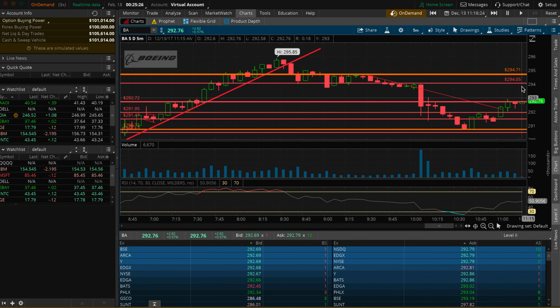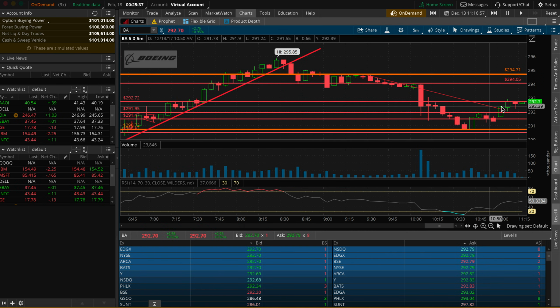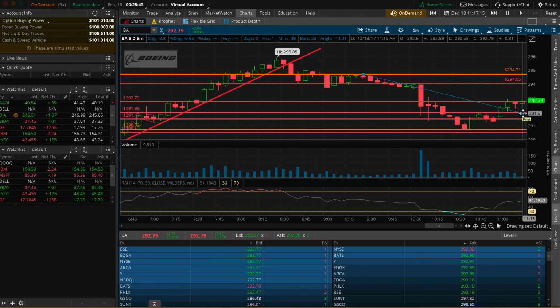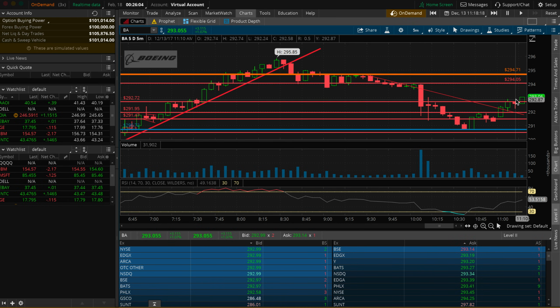So let's see if this pushes through that. This pushes through that and it comes up here. Then we're going to close it out. It's pushing through. That's great. If it closes above this resistance, you could buy more. You could buy 5 more.